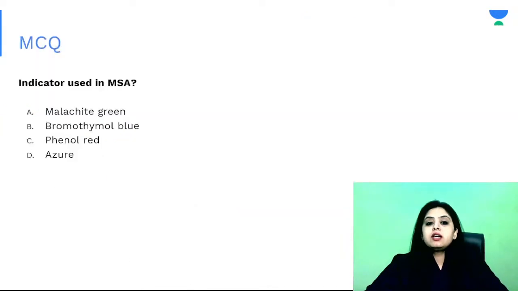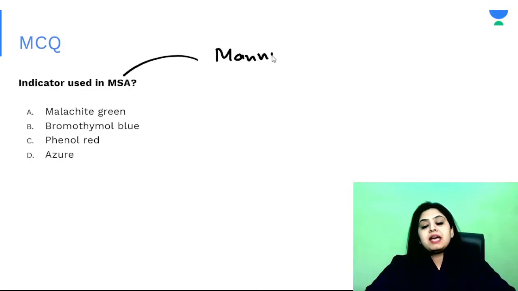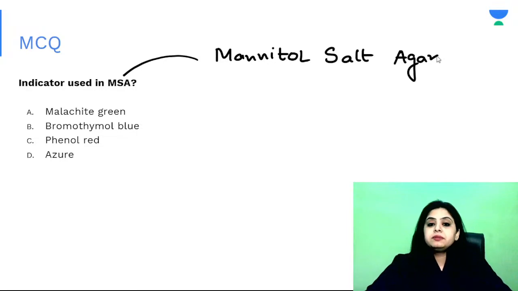There is one more fermentation question. Indicator used in MSA, mannitol salt agar. So now I'm talking about mannitol fermentation. Mannitol salt agar, that is MSA, is going to be what?